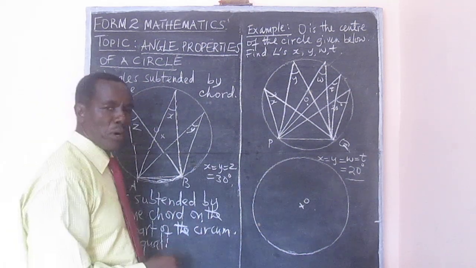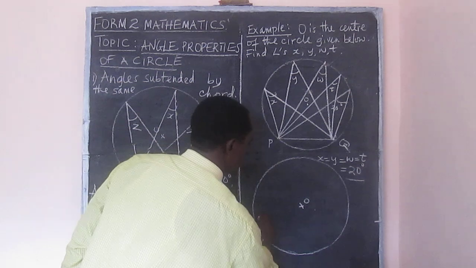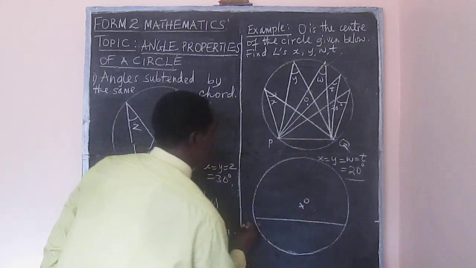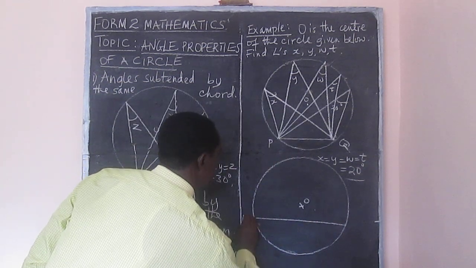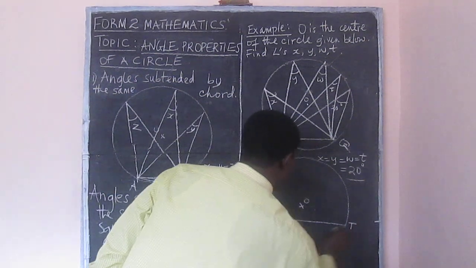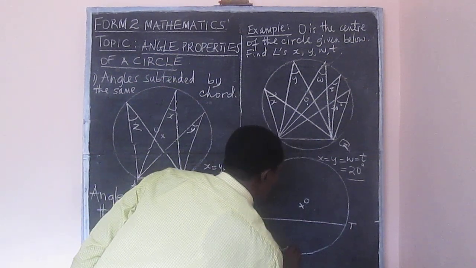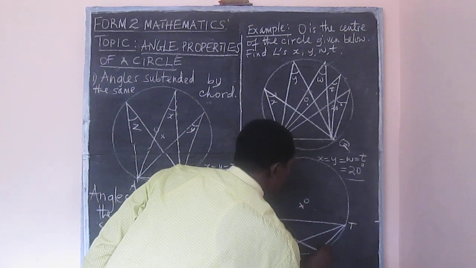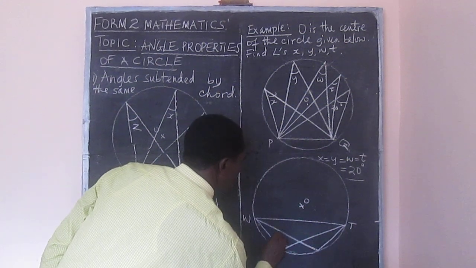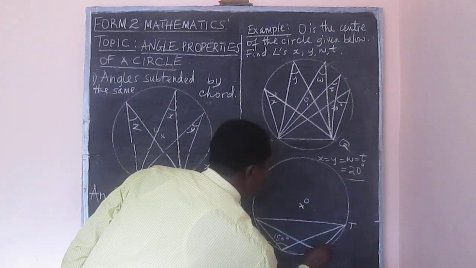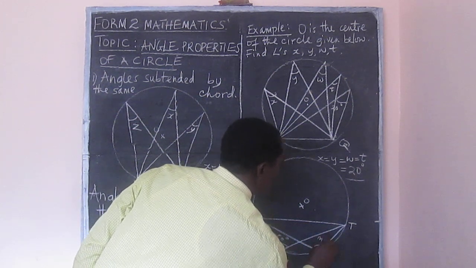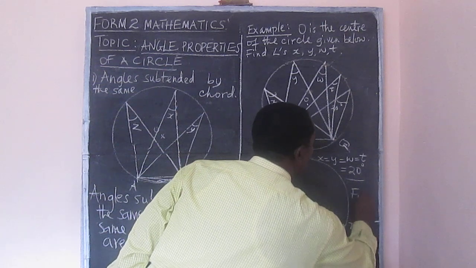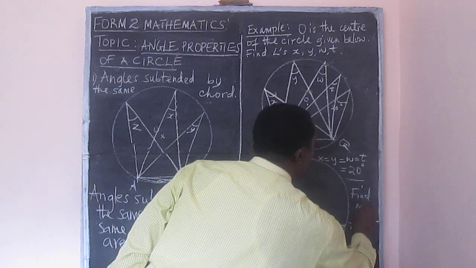Now, for your homework, find out if this is W and this is T. Find out if this angle is 150, what will this one be? Find M.